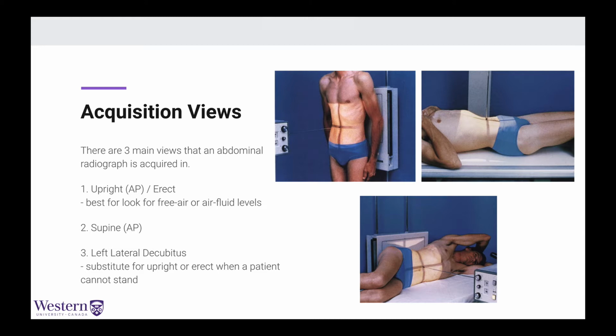There is supine, where the person is on their back, and then there's left lateral decubitus, which is a substitute for the upright or erect position when a patient is too ill to be able to stand straight up. Now, of these two views, the upright and the left lateral decubitus is most commonly the one that you'll be looking most closely at, especially for free air. The supine view offers different advantages for being able to, for example, more accurately measure the amount of bowel distension that's present.